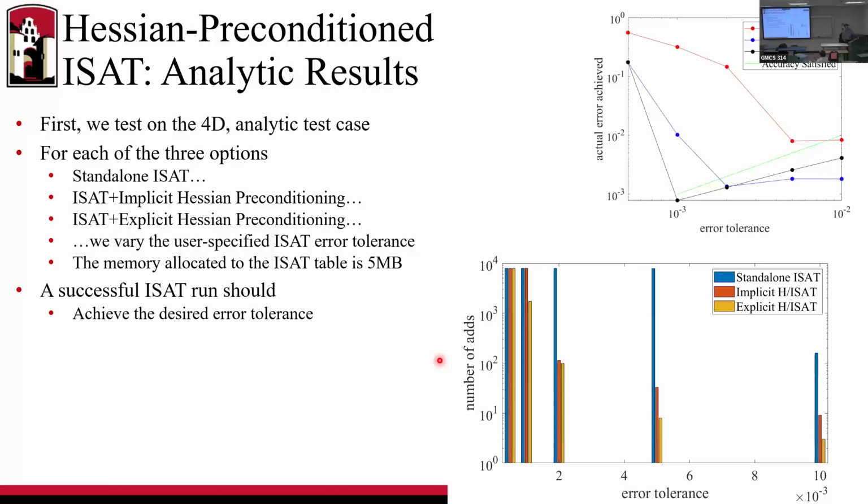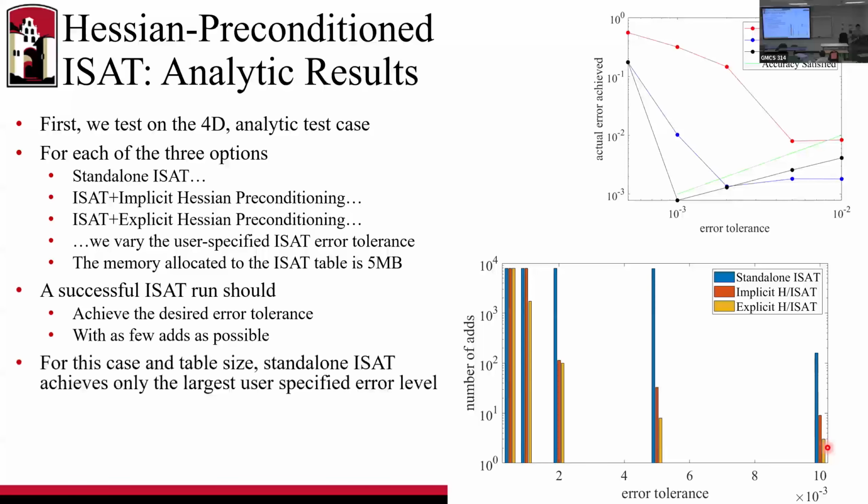And a successful ISET run should achieve the desired error tolerance, meaning that this symbol here should be below this green line. So this green line is the line that demarcates the actual error being less than the user-specified tolerance, with as few ellipsoids as possible. So we want to make sure that this is low.